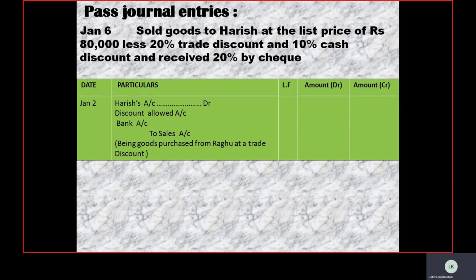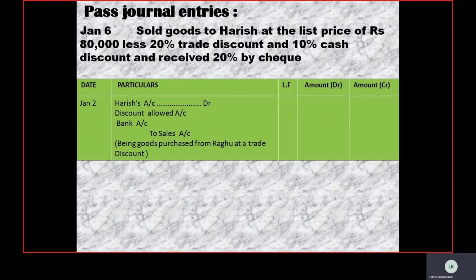Okay children, so this particular transaction says we have sold goods to Harish and the list price of the goods is 80,000, less 20% trade discount and 10% cash discount, and received 20% by check. So it means the whole payment has not been received from Harish, only 20% of the payment has been received. We have sold the goods to Harish and received only the 20% payment, and the remaining 80% of the payment we have not received.